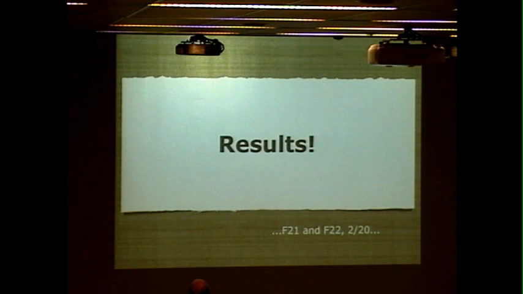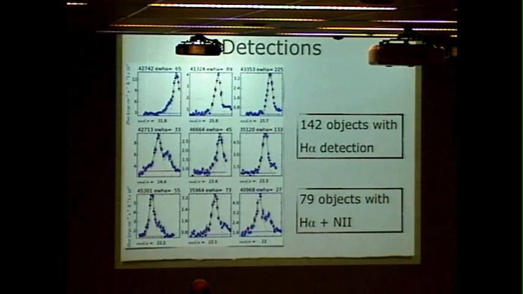And now finally to the results, and it's only for the first 2 fields. So here are some examples of our detections. We divided the sample, we made 2 samples, one where we have securely detected H alpha, and another one where we have both H alpha and nitrogen 2, because the wavelength varies across the field of view, and sometimes in this single field that we're looking at, we don't have the complete coverage, but we will have in subsequent fields. So in total, we have 142 objects with H alpha detection and 79 with both H alpha and nitrogen 2.